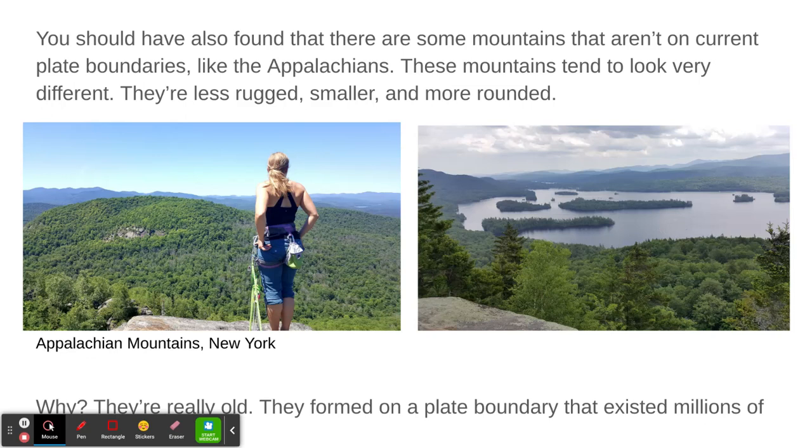And this is true for mountains that aren't on current plate boundaries. The reason they're so rounded and have so much less relief is that they're really, really old. They were once on a plate boundary, but they're no longer. Plate tectonics have changed. So that plate boundary that formed those mountains is now millions of years old. So the ones that aren't on plate boundaries tend to have a less jagged appearance, are smaller, or more eroded away.